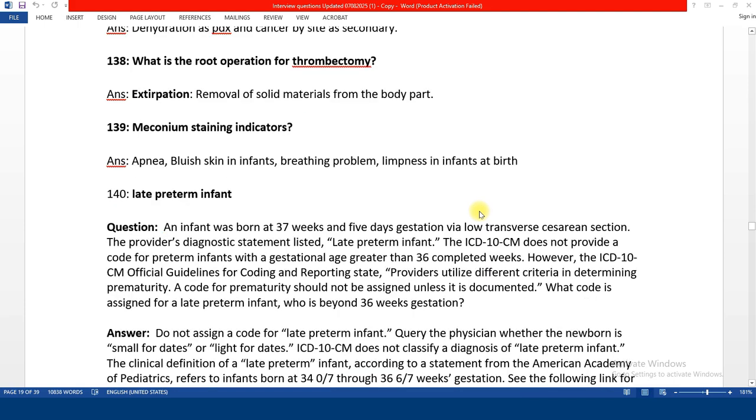What is the root operation for thrombectomy? Extirpation is the root operation for thrombectomy.